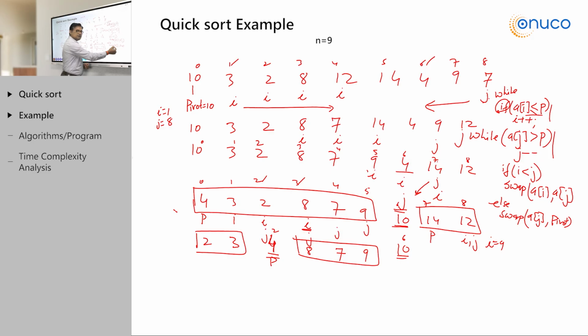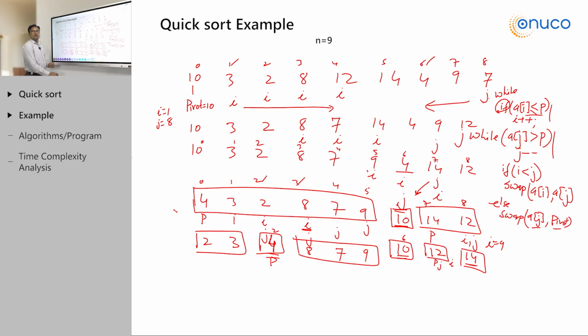It means it will come in the else part, and swap A of J and pivot element. If we swap, we get the pivot element here. So this was the pivot element. Right. This is the pivot element, and here we got the pivot element separated. Okay. Here now we have only one element left. So this is the P, this is the I, last element is J. So the position of J is lesser than I, hence it is also sorted. Right.